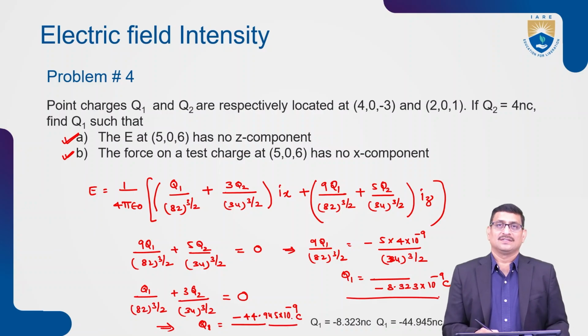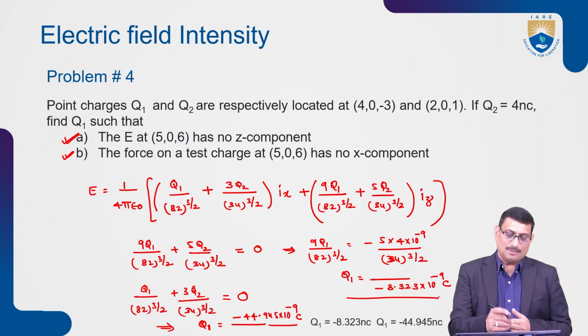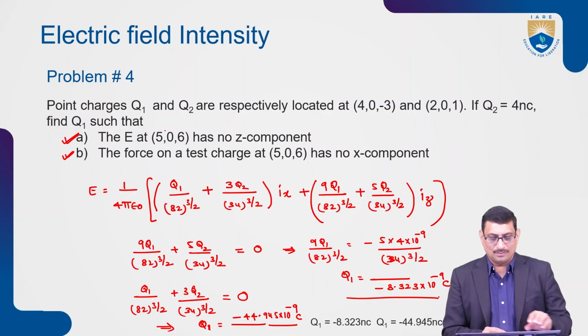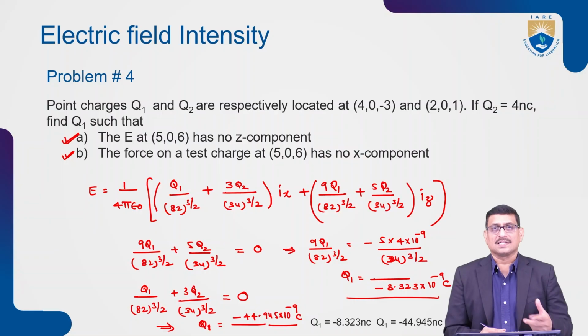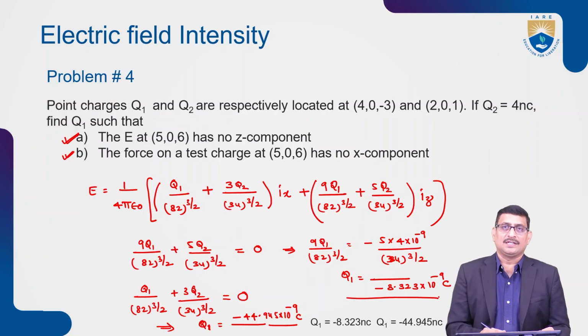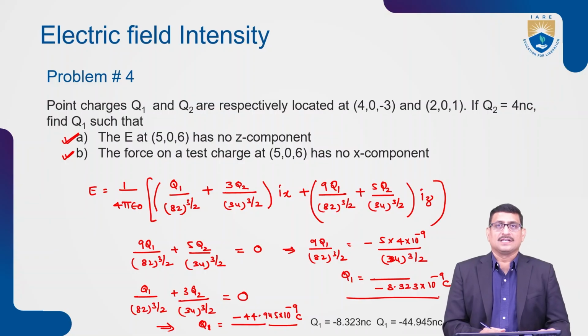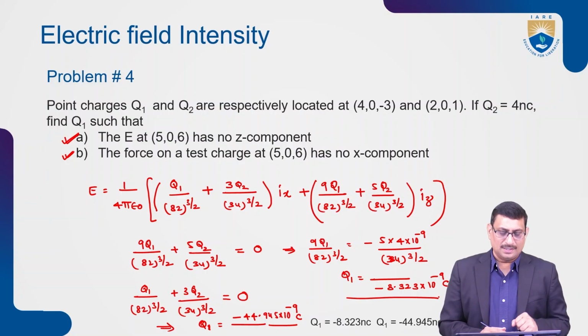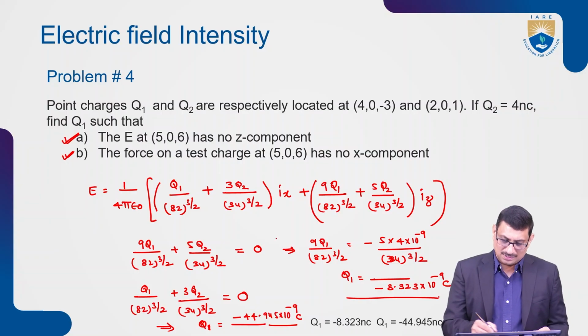Right? So understood that. He is asking us to calculate the electric field intensity at a point 5, 0, 6. We calculated. Then he is asking that the total electric field intensity at that particular point may not have any Z component, then calculate Q1. If it has no X component, calculate Q1. So these are the two problems.